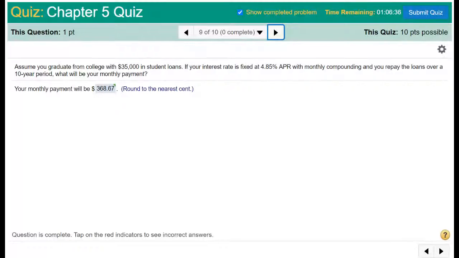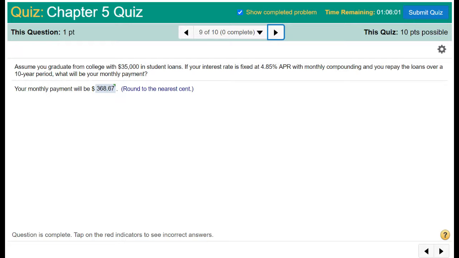People got this wrong. All right, let me explain this one. Same thing, but asking in a different way. So 10 years, N equals 120. IY equals 4.85 divided by 12. Future value is 0. Present value is 35,000. Compute for payment. And that's it.